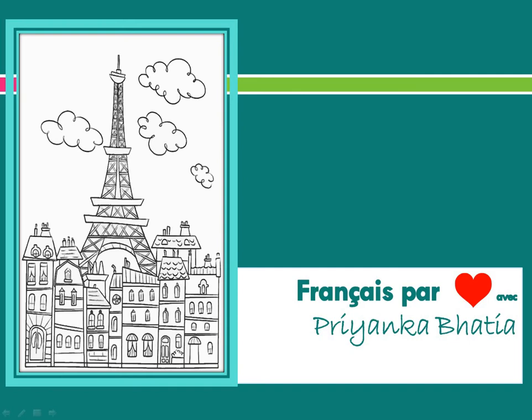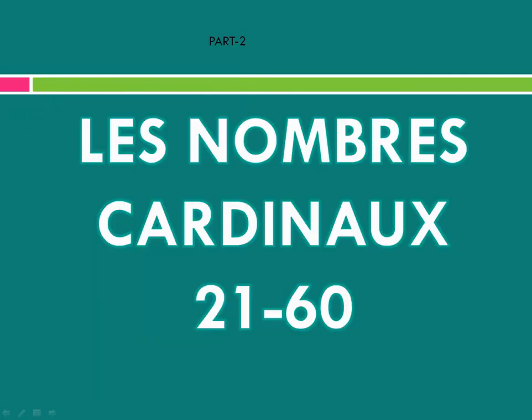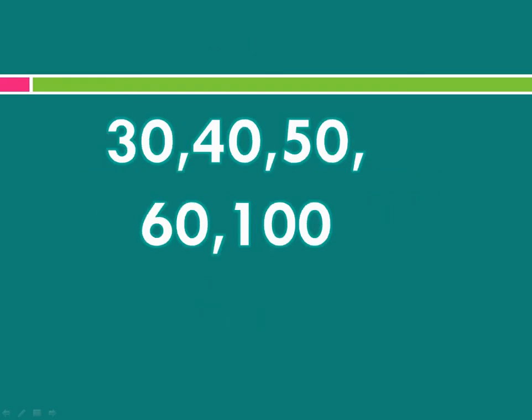C'est la seconde partie des Nombres Cardinaux. It is part 2 for the cardinal numbers. Today we are going to learn about how we are forming the numbers from 21 to 60. First, let's learn how we say 30, 40, 50, 60 and 100 in French.